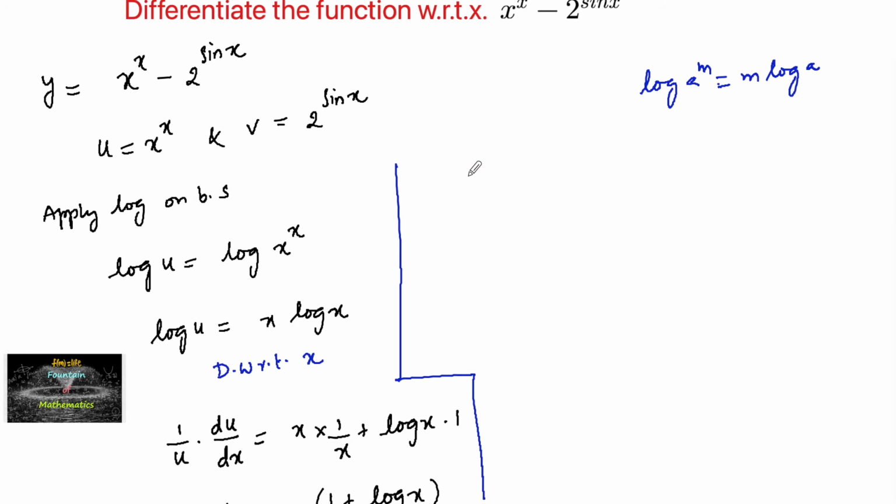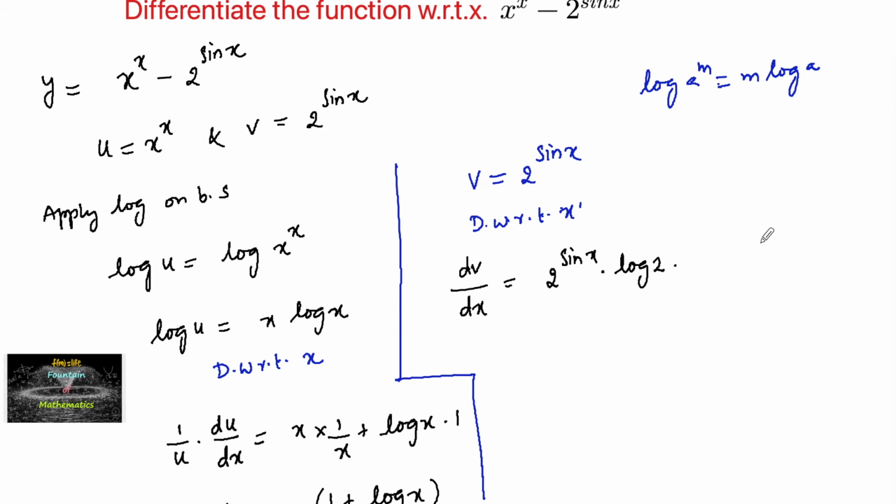And now let us consider v is equal to 2 to the power of sin x. Now differentiating with respect to x, we have dv by dx is equal to the differentiation of 2^(sin x). By using the chain rule we can write 2 to the power of sin x into log 2, and again the differentiation of sin x is cos x. So we have dv by dx is equal to 2^(sin x) into cos x into log 2.